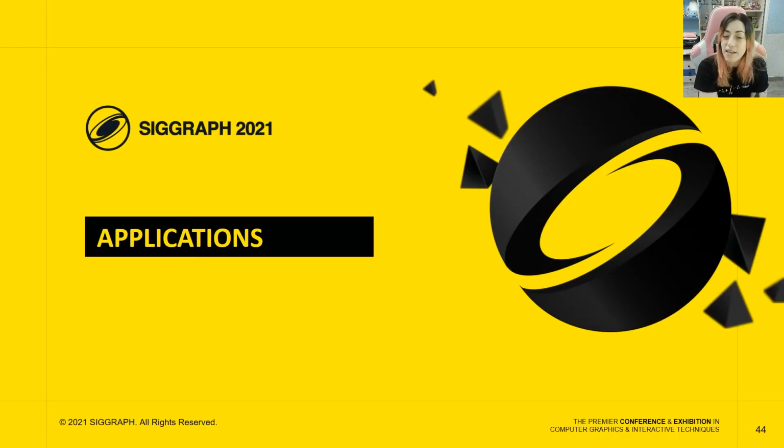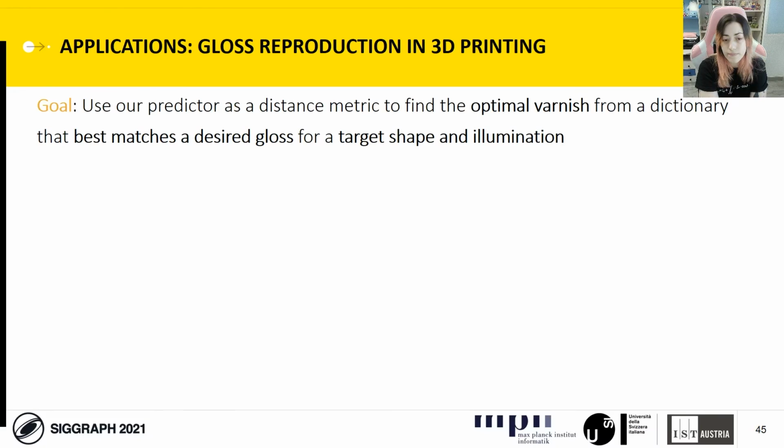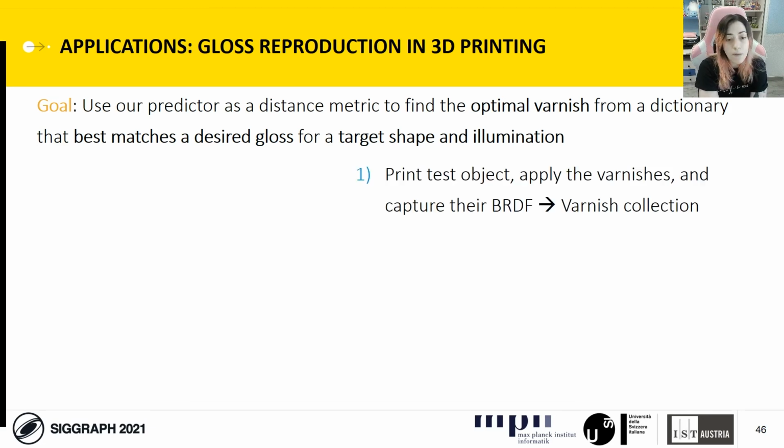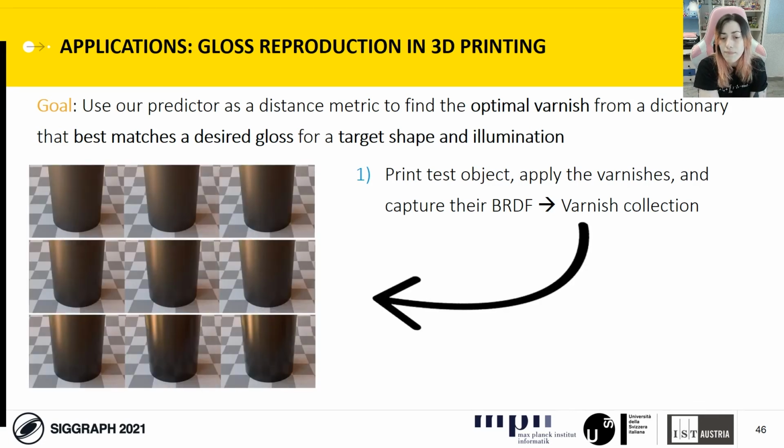Finally, let's see some applications that benefit from our predictor. First, let's see how we can use our predictor as a distance metric for gloss reproduction in 3D printing. Our goal is to find the optimal varnish that best matches a desired gloss for a target shape and illumination for applying this varnish to a 3D printed object. In order to do this, we print a test object, in this case a cylinder, and apply our available varnishes. Then we capture the resulting BRDF. With this, we create a varnish collection.